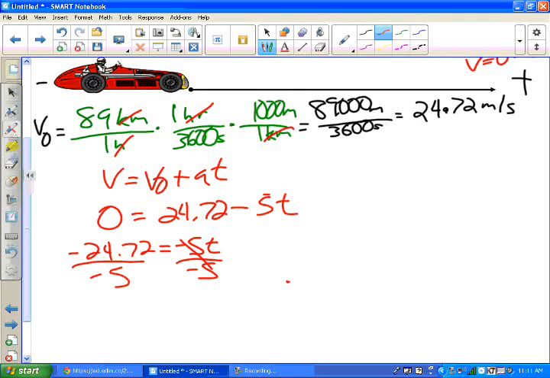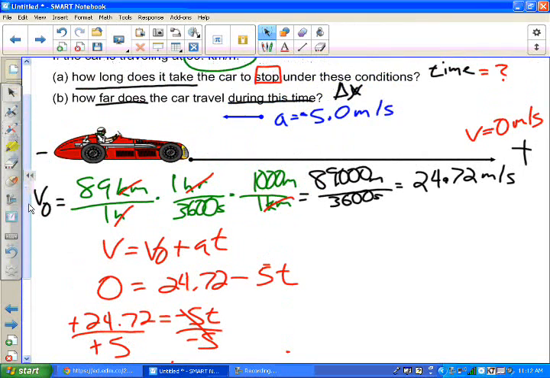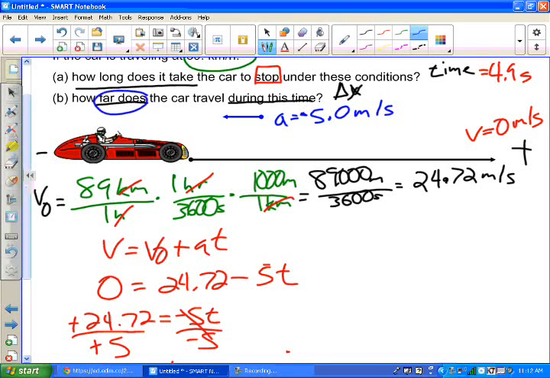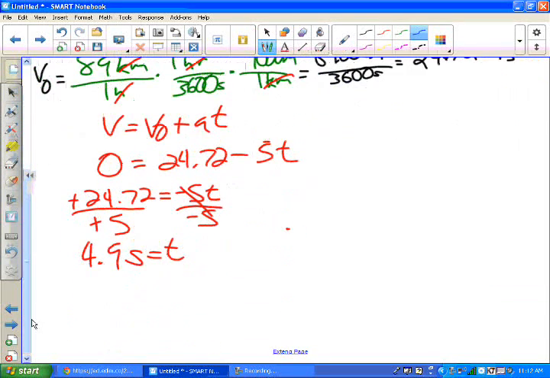Now it's just an algebra problem. I move 24.72 over to the other side, then divide by negative 5. And when I'm done, after I've solved for t, I get that it's going to take about 4.9 seconds to get the car to slow down with the deceleration of negative 5 meters per second squared. That's part A. It asked me how much time it took for the car to slow down.